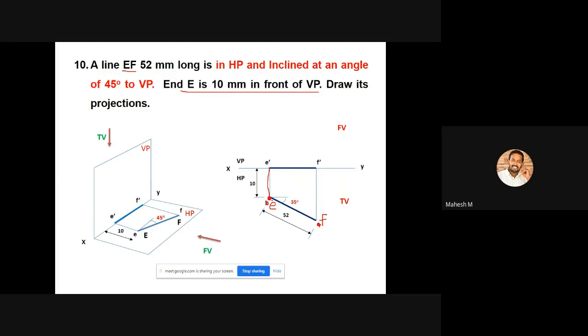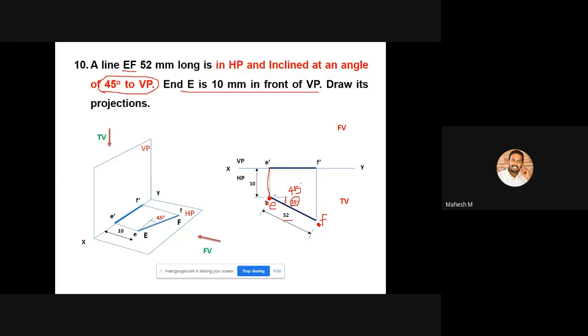Okay, so we have to create the 45, and also it is not 35 degree, it is 45. That is a common mistake. So it should be a 45 degree angle. So we have to create the 45 degree inclined line. The length of the line should be 52 mm. So now you will be getting the top view.